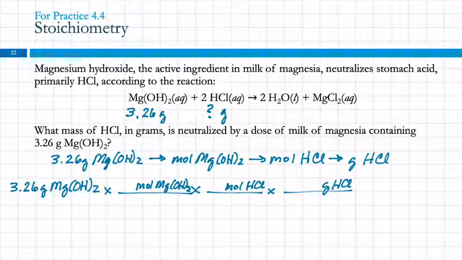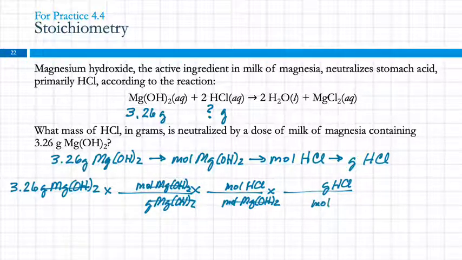And then the units in the denominator, I take the previous unit. I want grams of magnesium hydroxide to go away, so I'm going to divide by that. I want moles of magnesium hydroxide to go away, so I'm going to divide by that. And then moles of HCl. All the units in place. Now they just tell us where to put the numbers. There's so much less thinking to do here.